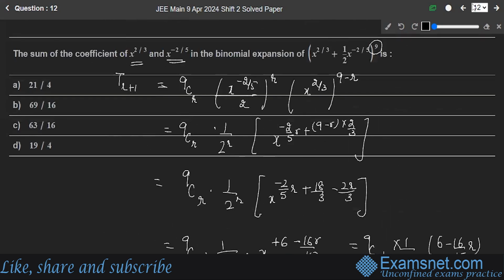This is the answer to the question. 21 by 4, option A stands to be the right answer. Hope you understood that. Let's move to the next question.